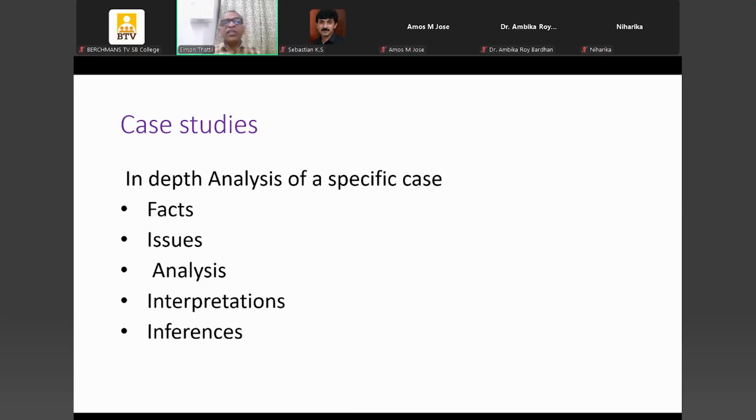Now, when I do this case study, I should have these formats. What are the facts behind it? The data behind it? What are the issues for that particular organization or individual or that location is actually facing? And I must have my own analysis of it. Then you have your interpretations and inferences. But it should be all related to that particular case.